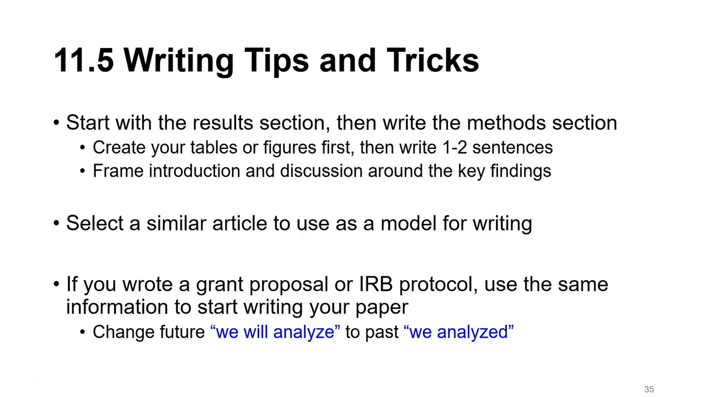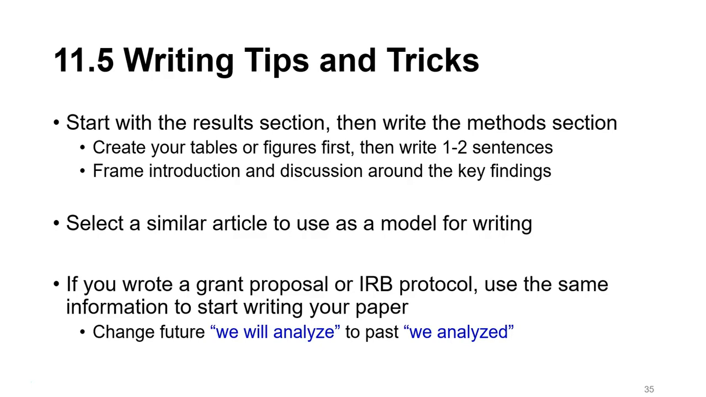So section 11.5 includes some writing tips and tricks. So these are some tips that I have when I'm writing. Start with the results section and then write the methods section. I used to say start with the methods, then the results, and now I like to write the results first. I like to create my tables and figures first and then write 1 to 2 sentences about them, and then I can usually start writing more after that. That way I can frame my introduction and discussion about the key findings, and I don't have a lot of extraneous information in the introduction that I'm not going to use.